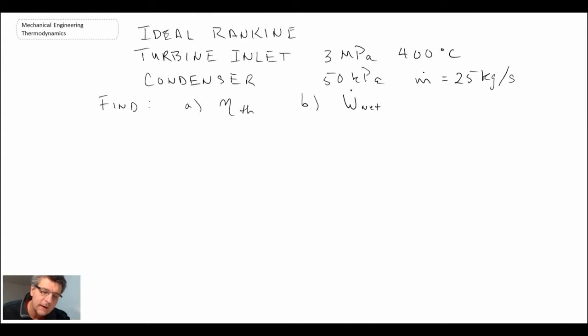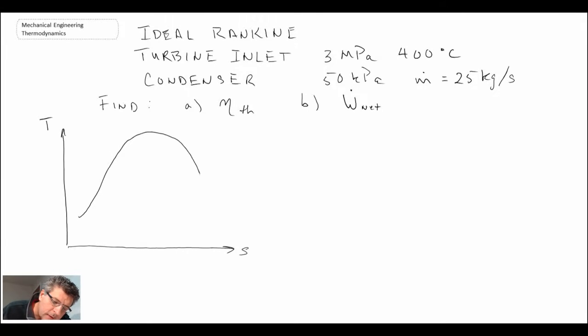Now looking at the TS diagram for this cycle, it's not too complex. So we write our two-phase line for the cycle. And remember, we always start at the compressed liquid region over on the left. That is state 1. We go through the pump. That takes us up to state 2, which then goes into the boiler. We follow the lines, and we go into a superheated state.